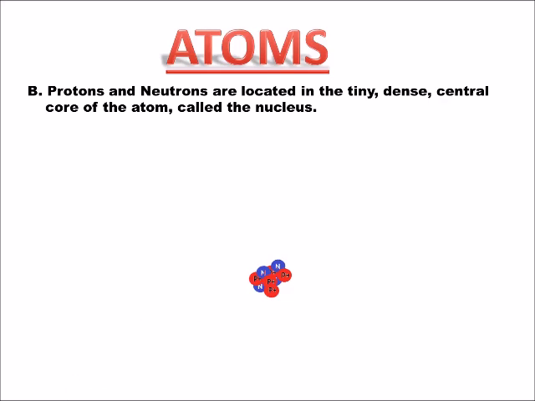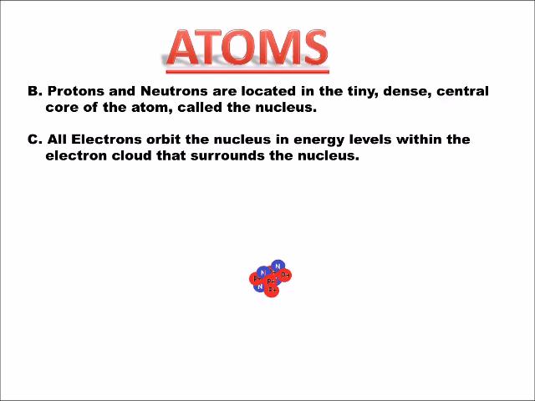For instance, here's a nucleus. I've drawn some protons in red. You can see they're labeled with a P and a plus sign. And the neutrons in this nucleus I've drawn in blue, and they're labeled with an N. Now remember that the proton carries a positive electrical charge. The electrons orbit the nucleus in energy levels within an electron cloud that surrounds the nucleus. Here are some electrons. You'll notice, by the way, that there's 1 electron for every proton that's in the nucleus.